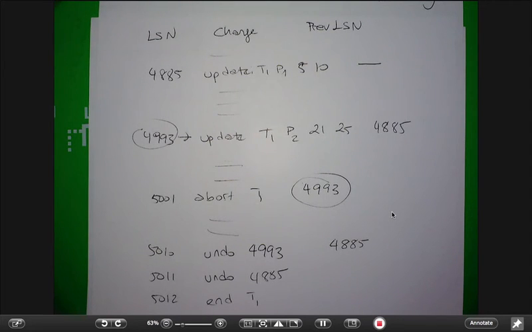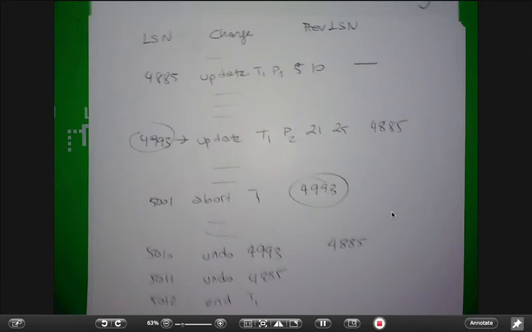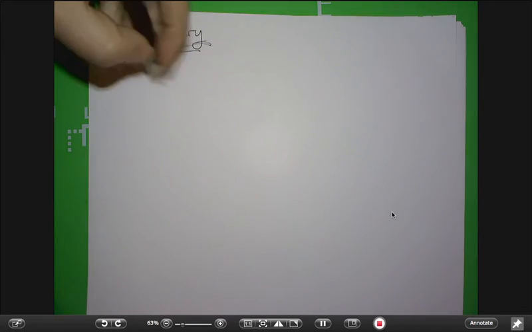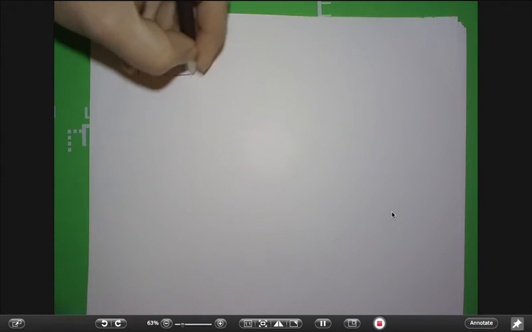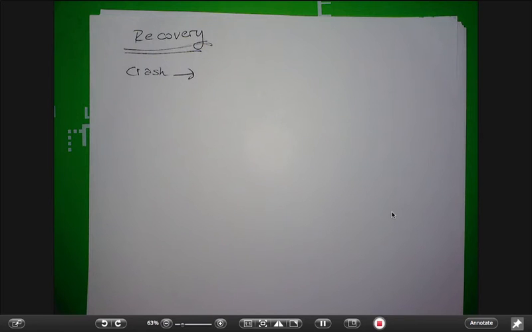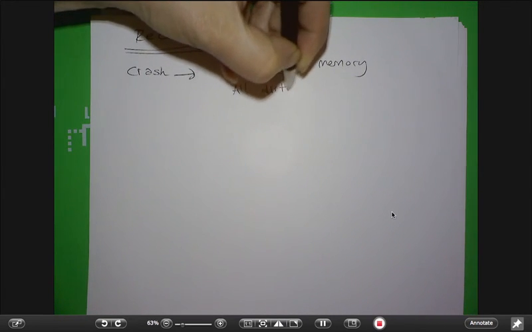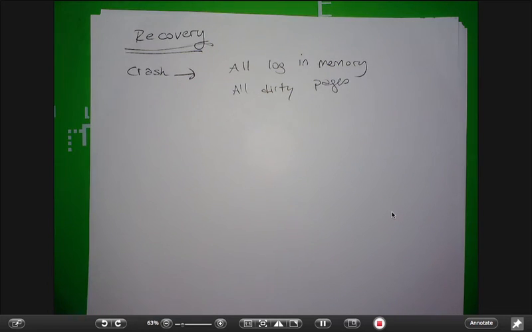So this is the idea of a rollback, because I have everything in memory. When something happens and there is a crash, things are a little different. Because when there's a crash, I don't know what happened. I don't know what was happening at the time, because I've lost two things, right? I have lost all log that was in memory, all dirty pages, and any transaction state for transactions that have not been completed yet.